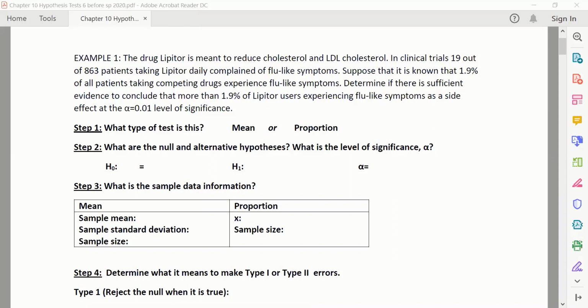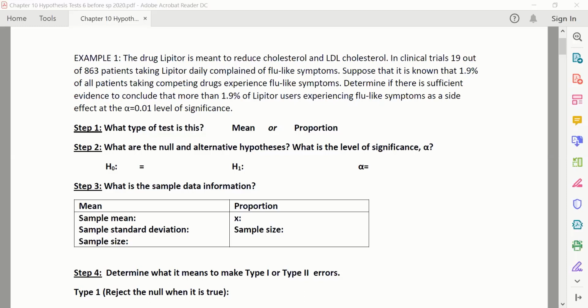So this first one says the drug Lipitor is meant to reduce cholesterol and LDL cholesterol. In clinical trials, 19 out of 863 patients taking Lipitor daily complained of flu-like symptoms. Suppose that it is known that 1.9% of all patients taking competing drugs experience flu-like symptoms. Determine if there's sufficient evidence to conclude that more than 1.9% of Lipitor users experience flu-like symptoms as a side effect at the alpha equals 0.01 level of significance.